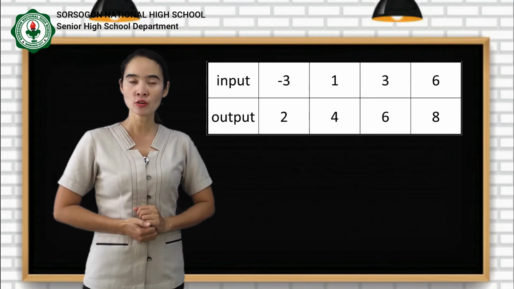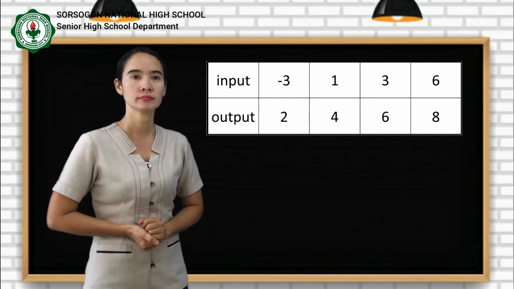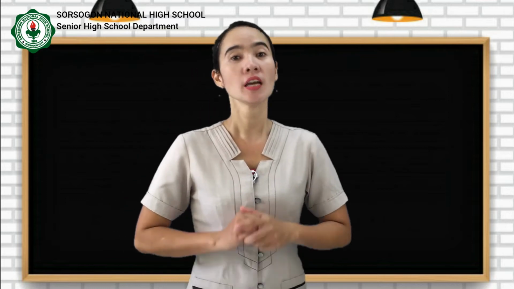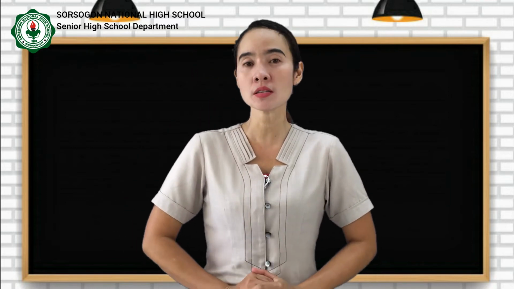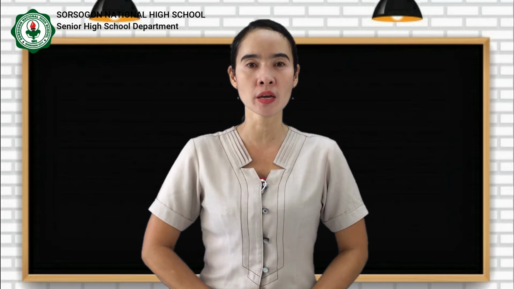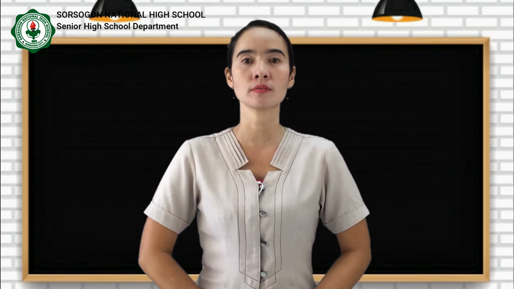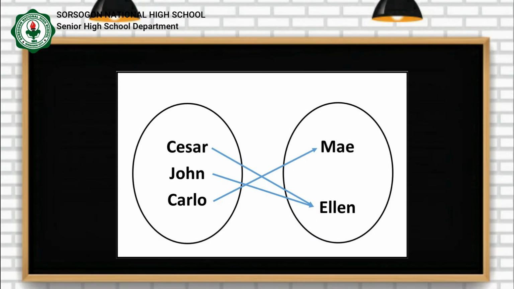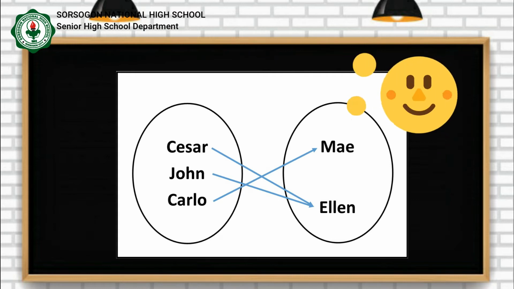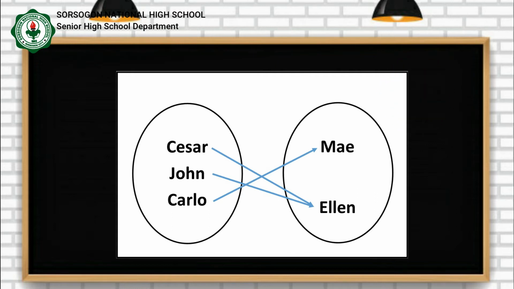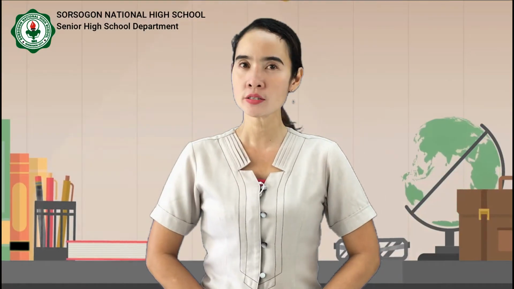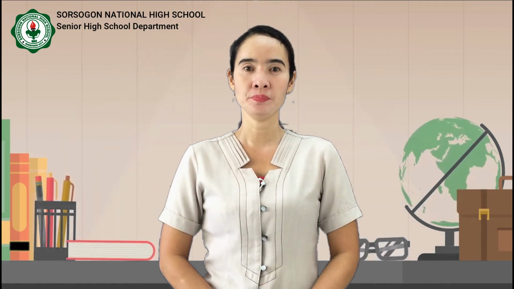How about this table of values? Is it a function or not? It is a function because each input is exactly paired to only one output. Now let's focus on this diagram. Does it represent a function or not? It is a function because no same input is mapped to the set of output. Let's now proceed to graphs.